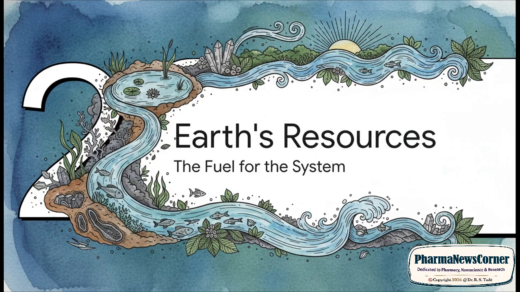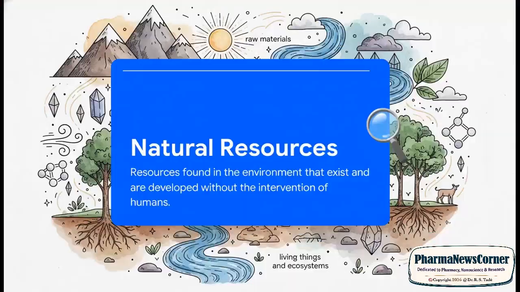Okay, so we get the system now, but let's talk about what actually fuels it. All of these ecosystems, from the tiniest pond to the biggest ocean, they all run on our planet's natural resources. To put it really simply, these are the planet's raw materials. They're the things that are here completely independent of us. They are the absolute essential building blocks, the energy source, for every single ecosystem on this Earth.